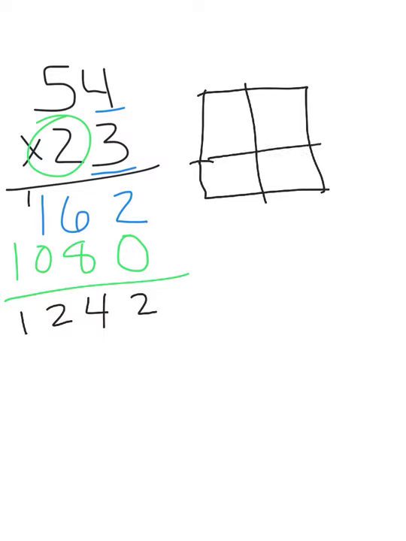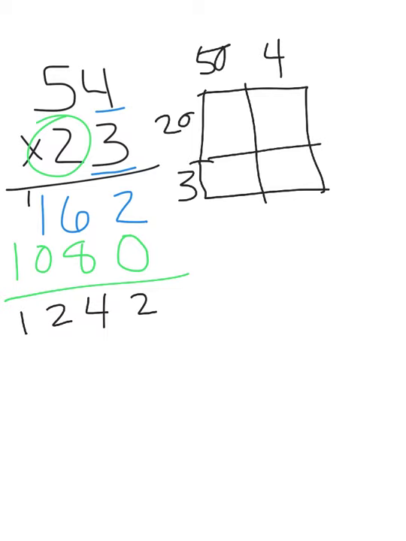We would divide 54 into 50 and 4. We would divide 23 into 20 and 3. And saying divide is not the correct word. What I mean is we're just expanding the numbers. So 54 expands into 50 plus 4, and 23 expands into 20 plus 3.